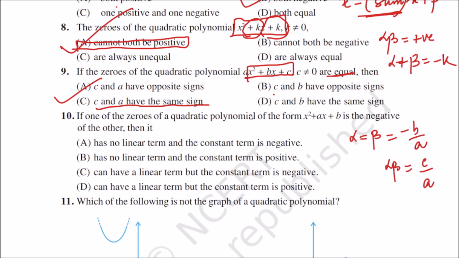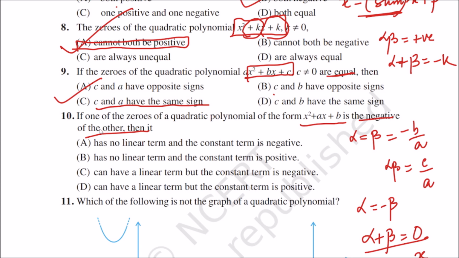Question 10. One of the zeros of the quadratic polynomial ax square plus bx plus c is the negative of the other. One is the negative of the other. That means alpha is equal to minus beta. So what will be alpha plus beta? It is 0. So there will be no x terms, no linear terms. Has no linear term and the constant term is negative. Has no linear term and the constant term is positive. Can have a linear term but the constant term is negative. Can have a linear term, constant term is positive.